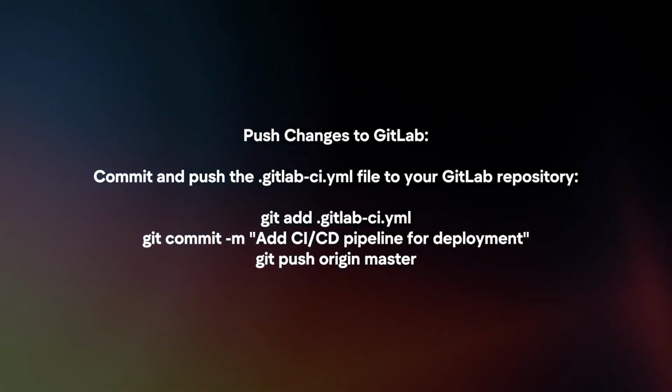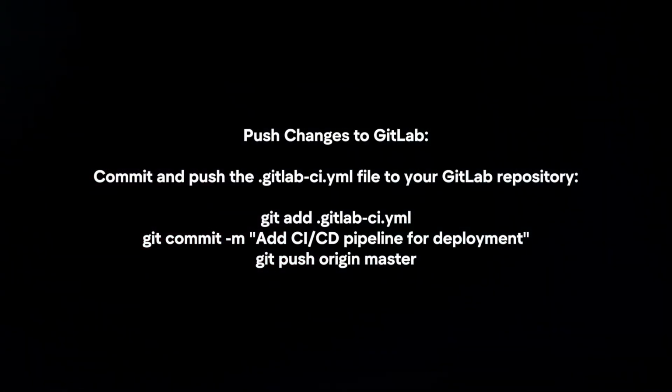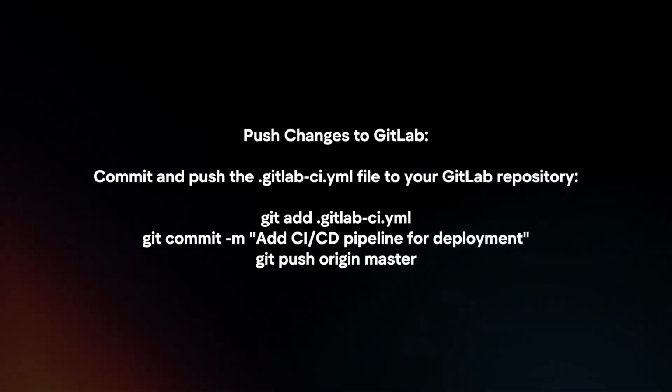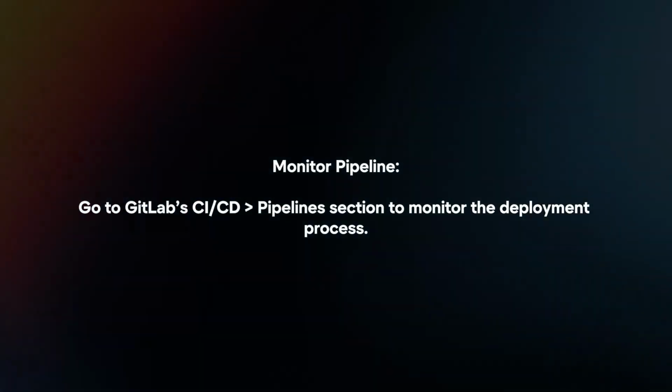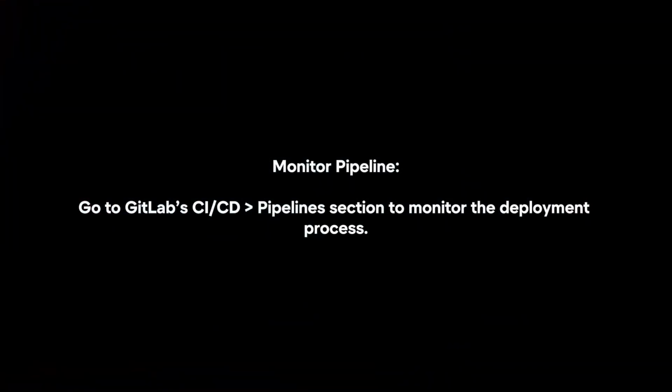Push changes to GitLab. Commit and push the .gitlab-ci.yml file to your GitLab repository. Monitor pipeline. Go to the GitLab CI/CD pipeline section to monitor the deployment process.